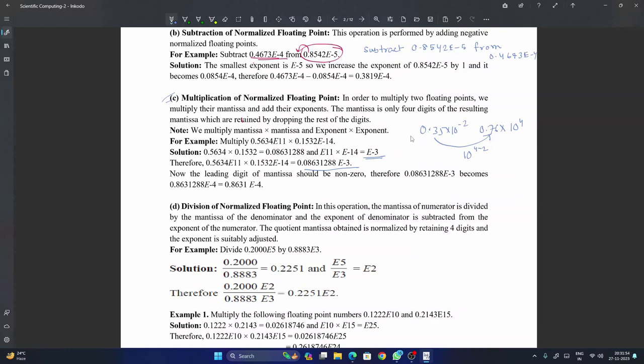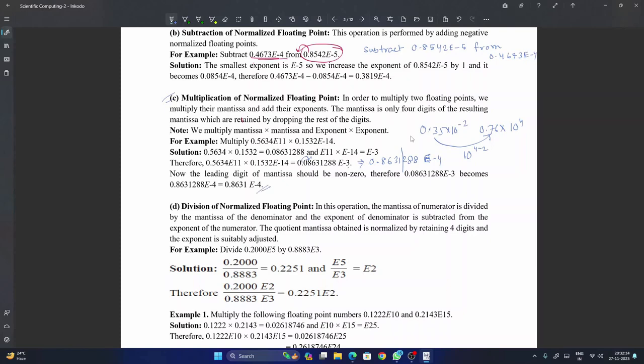So first of all make it normalized. Whenever you make it normalized, you have to shift it 1 place to the right, so the exponent will be reduced by 1, that means it will be 0.863128 into E minus 4, and after making that you can neglect the digits after the fourth. Your system will neglect all these values and it will give 8631 and E minus 4, because it has a 4-digit mantissa format only. So that is the value.